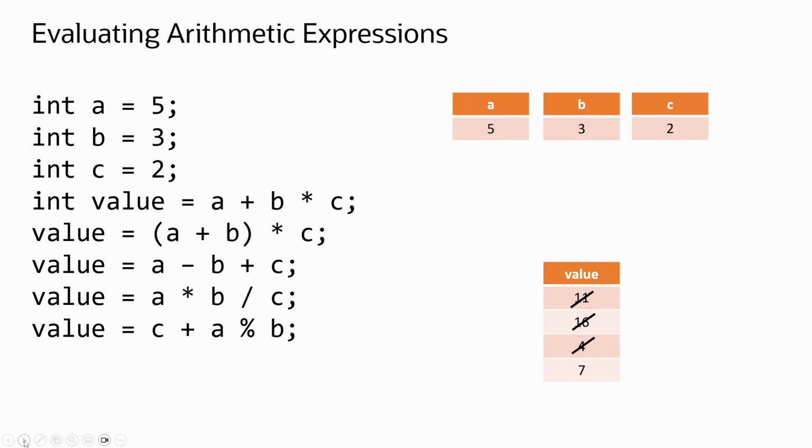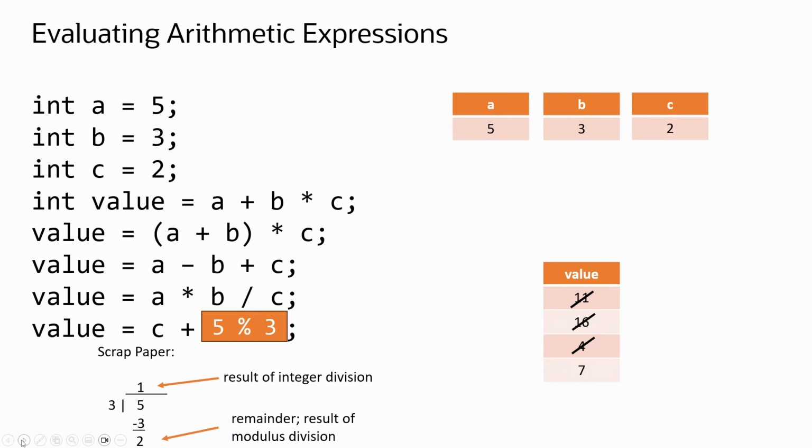Let's look at another example. C plus A mod B. In this case, we're going to do A mod B first, which is 5 mod 3. When we do 5 mod 3, we get the remainder, which is 2. And then C plus 2, or 2 plus 2, which is 4.